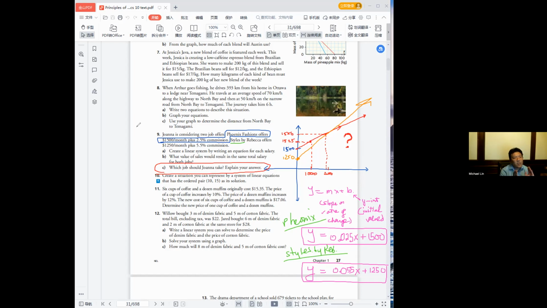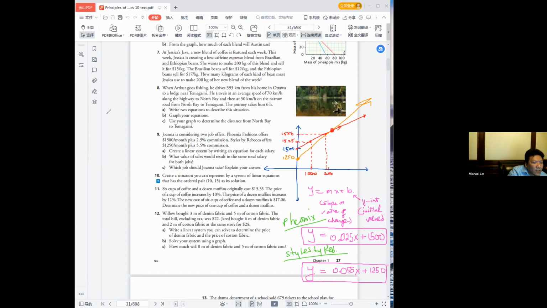Phoenix if she makes less than this amount of sales. If she makes more than this amount of sales, she should take Styles by Rebecca. Okay, so the question is really just when do the two break even? And after that break even point is when Styles by Rebecca is going to start getting better.